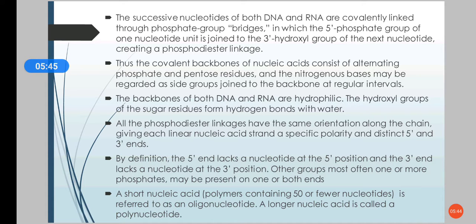So that is about the structure of a nucleotide. A nucleotide has a sugar, a phosphate group, and a base. Now these nucleotides are linked together to form DNA or RNA, the nucleic acids. They are covalently linked through phosphate groups, in which the 5' phosphate group of one nucleotide unit is joined to the 3' hydroxyl group of the next nucleotide. So it is called a phosphodiester linkage.